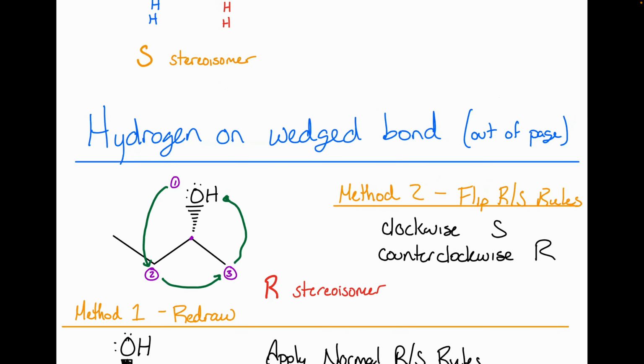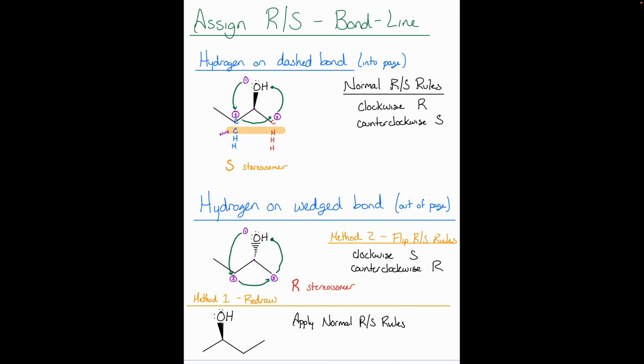All right. So for our bond line structures, there are 2 possibilities here. One, that lowest priority group is already pointed into the page. Kind of best case scenario, we just use our normal clockwise and counterclockwise rules for RS, right? Assign priority, clockwise is R, counterclockwise is S. Or if we have our hydrogen pointing out of the page, that lowest priority group pointed out of the page, we either have to flip our molecule around so that it's pointed into the page, or we can flip our rules around and just leave the molecule as it is. All right, so that's how we're going to assign our RS stereochemistry for these bond line structures.